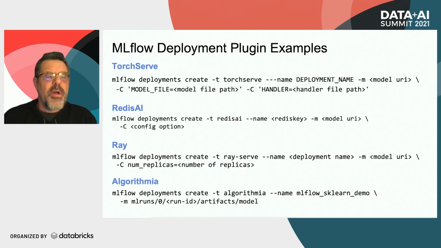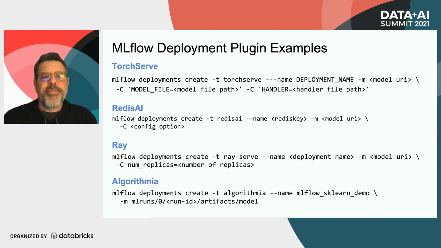Here are examples of these plugin examples, how to deploy them. We're simply using the MLflow CLI deployment command, create. In the first example, obviously it's TorchServe, and we give it a deployment name. The -m is, of course, the standard URI to the model in the model registry. And then we have custom provider-specific configuration files.